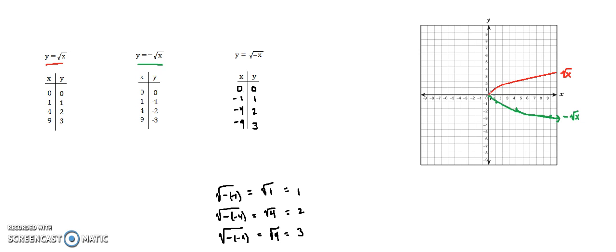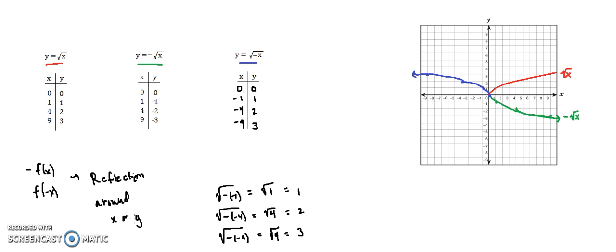So when we plot these points, let me do this one in blue. We're going to have 0, 0, negative 1, 1, negative 4, 2, and negative 9, 3. And we can see that that is a reflection around the y-axis this time. Okay, so the takeaway here is that when we put a negative in there, we need to remember that we're going to end up with a reflection. So if we have negative f of x or f of negative x, we're going to get a reflection around x or y. All right, again, the book has a lot of different cases on this. You do not need to go and memorize all those different cases. We'll talk a little bit more about this in class.